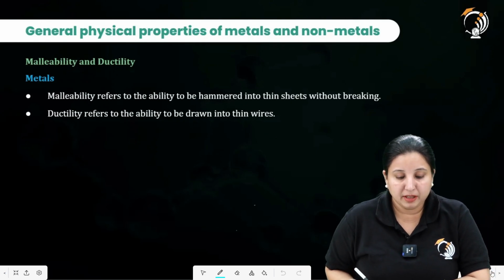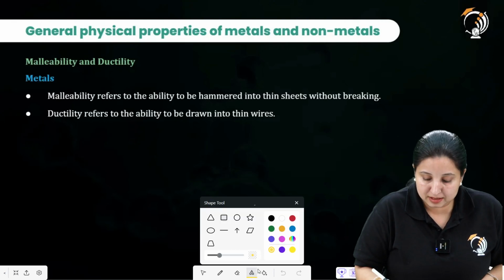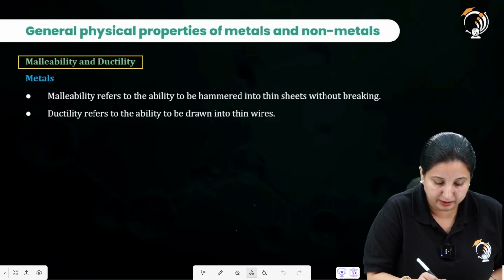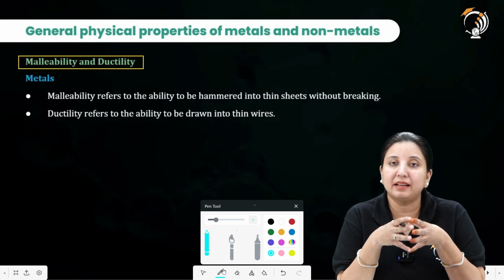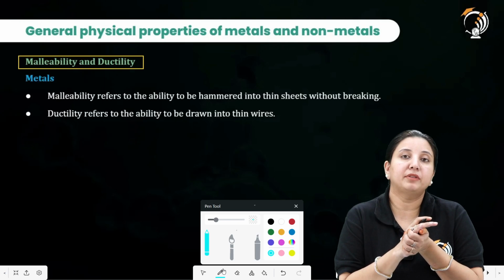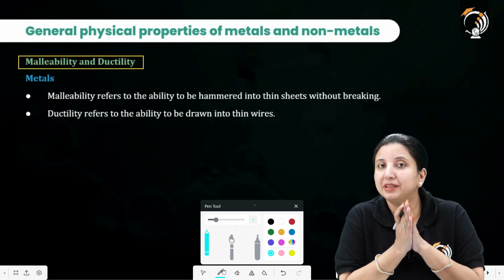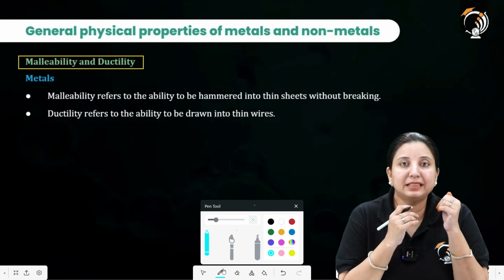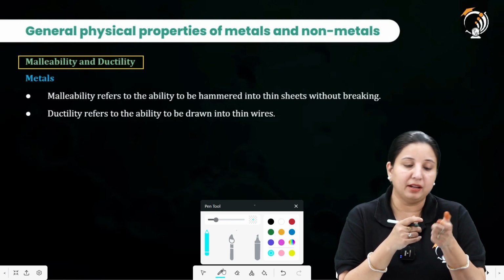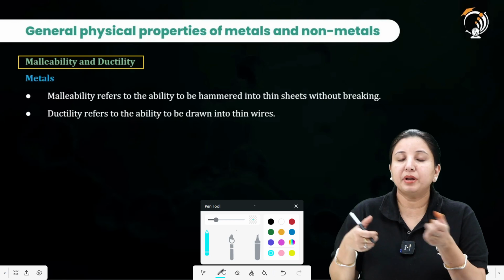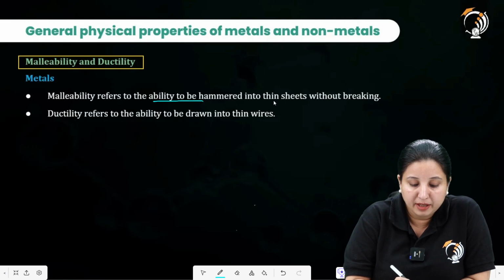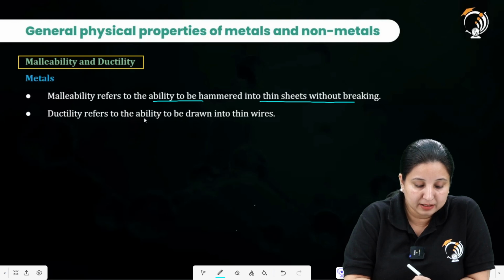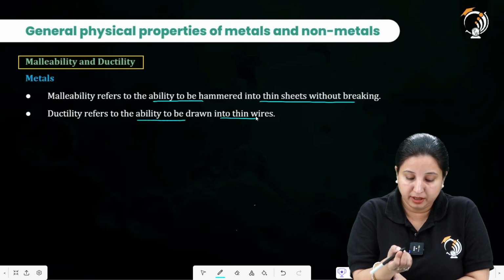Then malleability and ductility. First of all, let's understand the meaning of the terms malleability and ductility. Malleability means that if you have any metal and you beat it with a hammer, it is going to convert into a thin sheet. Whereas ductile means that if you have any metal and you stretch it, you can stretch it out into thin wires. So basically malleability refers to the ability to be hammered into thin sheets without breaking, whereas ductility refers to the ability to be drawn into thin wires.